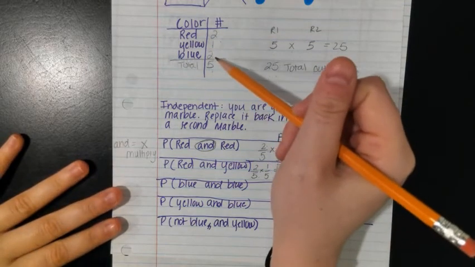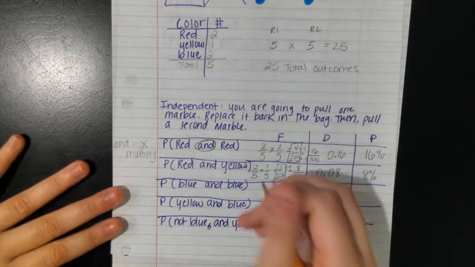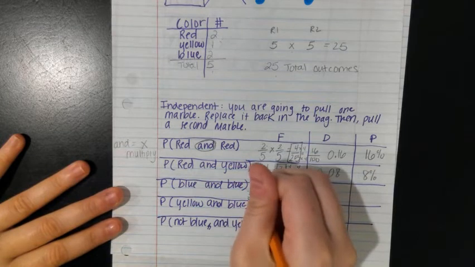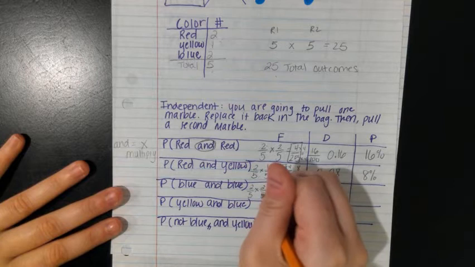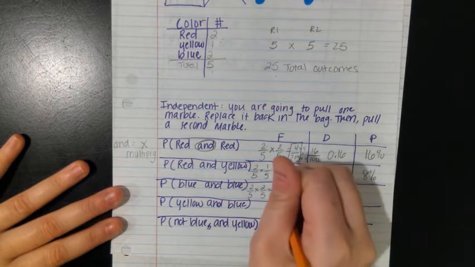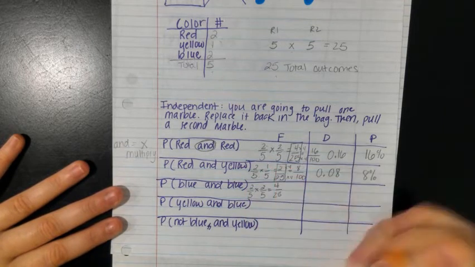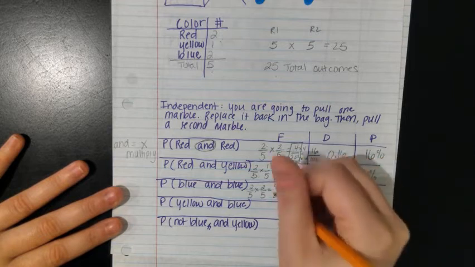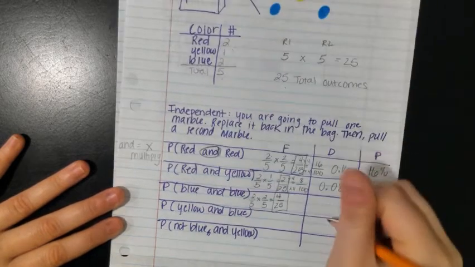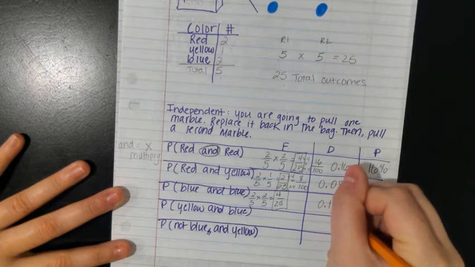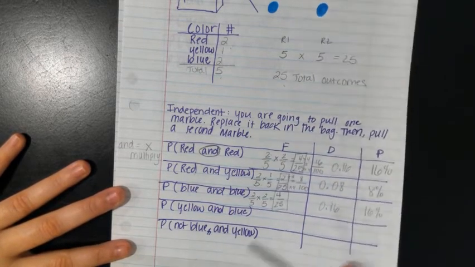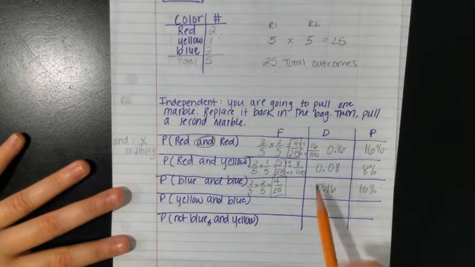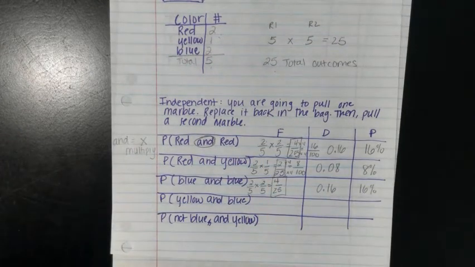All right, let's do blue and blue. There were 2 blues out of 5 total, so 2 out of 5, times blue, which is 2 out of 5 again. So 2 times 2 is 4, 5 times 5 is 25. That was the same as the red, so I can just write the decimal there, 0.16 and 16%. So that's the same likelihood. To get a blue is the same likelihood as to get a red, because it's the same amount in there.